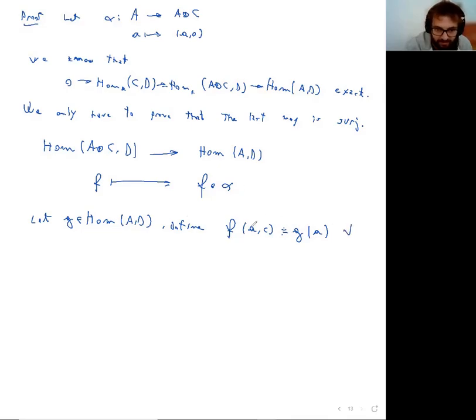And of course, this satisfies that if you take F composed with alpha, this is exactly G. See it maybe. Because F composed with alpha of A is F of A0, which is G of A. Okay.